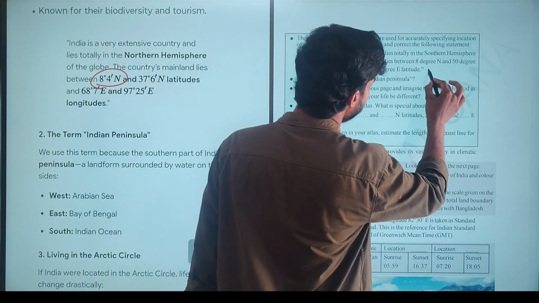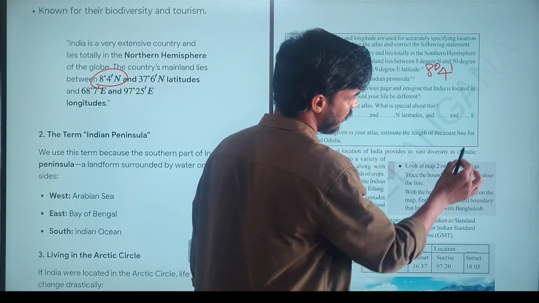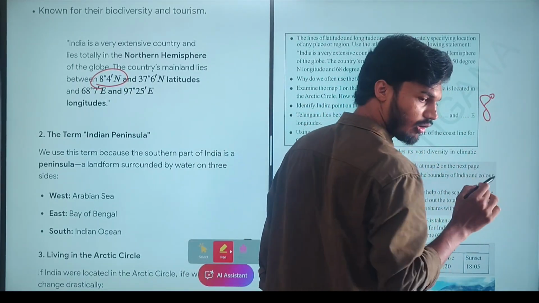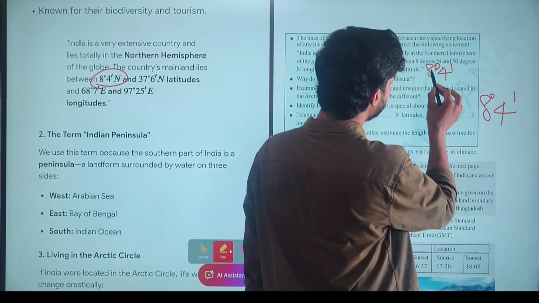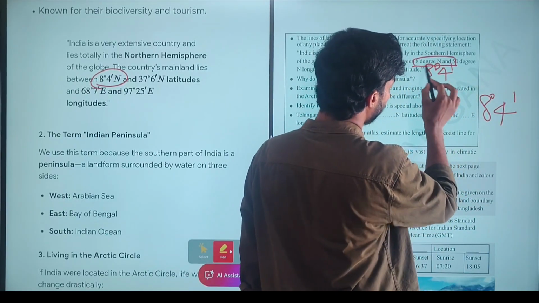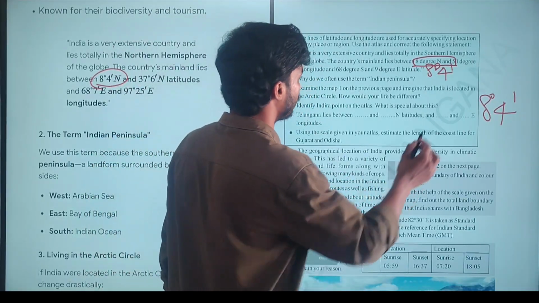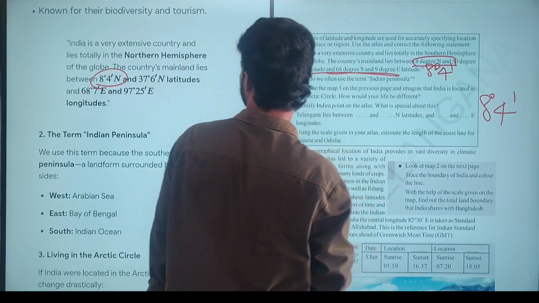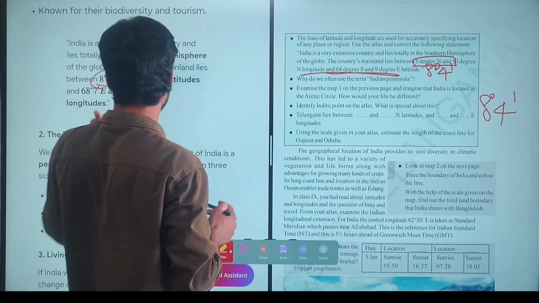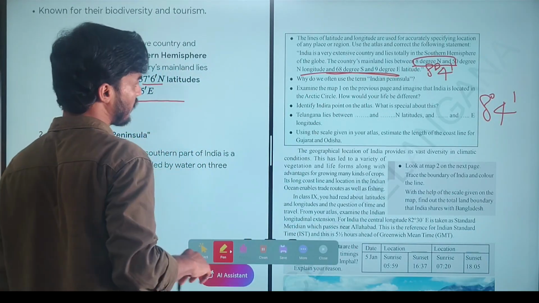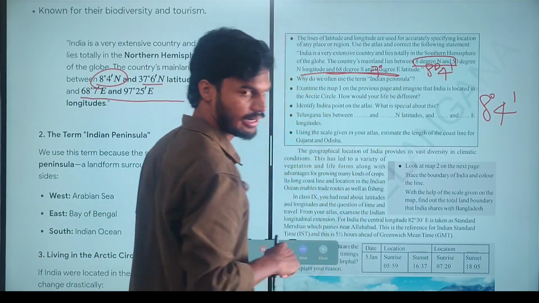Simply, it extends 8 degrees. This is known as degrees and this is minutes. When you write this symbol, you pronounce it as degree, and this one you pronounce as minute. So it extends 8 degrees 4 minutes north. That is latitude. And 68 degrees 7 minutes in the eastern longitude.